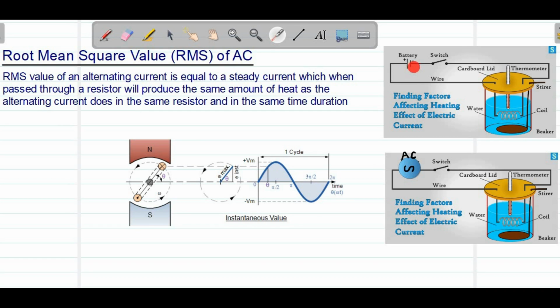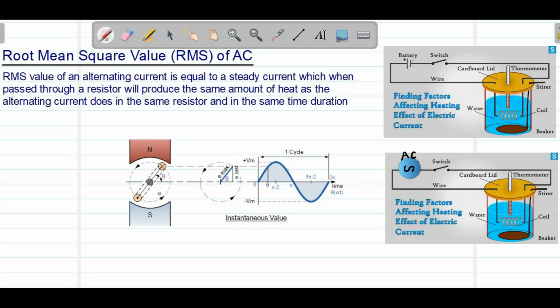So if this DC battery produces a DC current that produces the same heating effect as this AC, then we can say this DC current passing through this DC circuit is equal to the RMS value of this AC. So that is the meaning of RMS value. It is the root mean square value of AC.